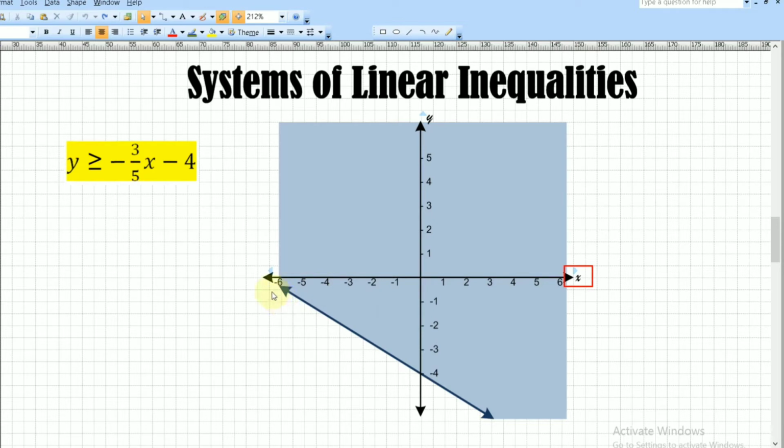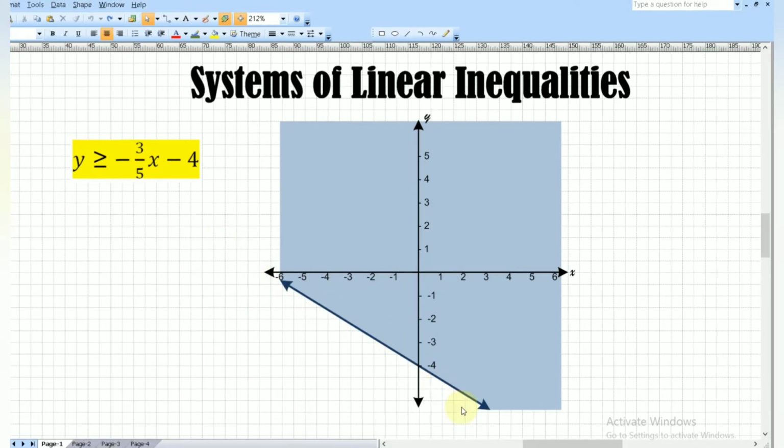Please keep in mind, because this is a straight line, a straight line will be a separator between only two areas, above the line and below the line. But we have to know which area is the solution of this inequality. So let's check by using one of the coordinates inside of this blue area, for example, 0, comma 0.